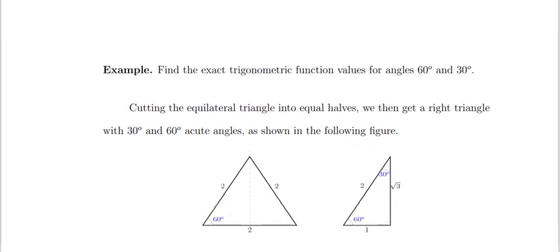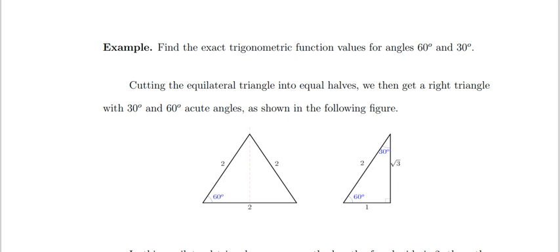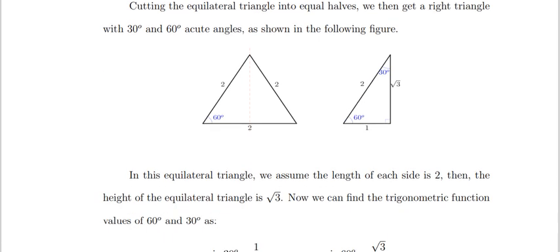So how about 60 and 30? We just assume this equilateral triangle's three sides are 2, 2, 2. So we just cut it in half, and we have this large triangle. This side, like we just checked, becomes 1, cut in half. So 1, and this side 2. Then we can find this side. Suppose this is b. What is b?